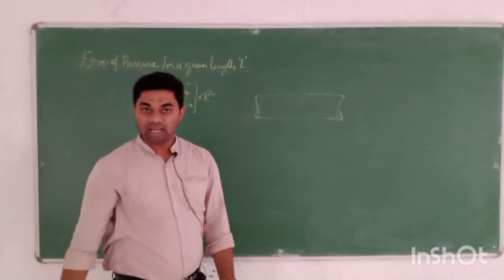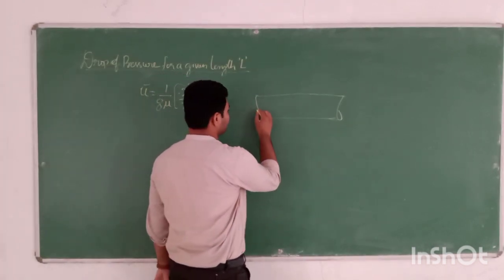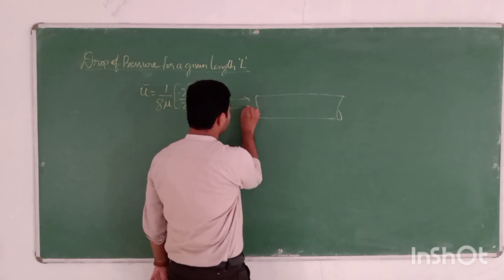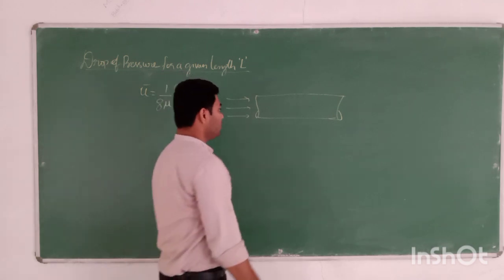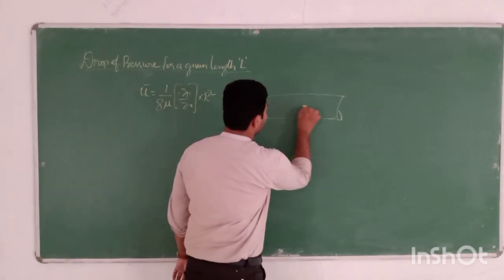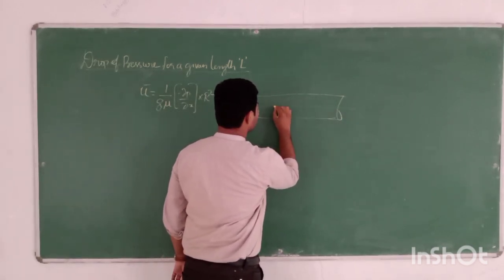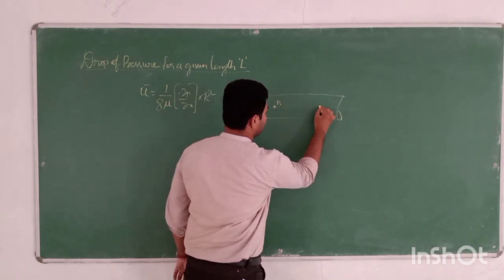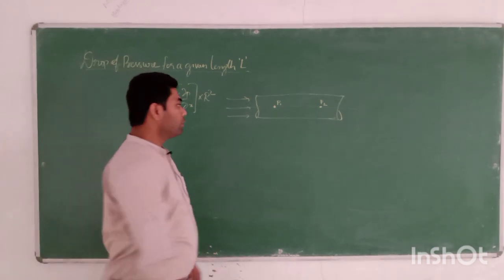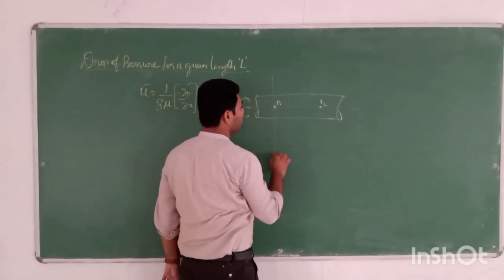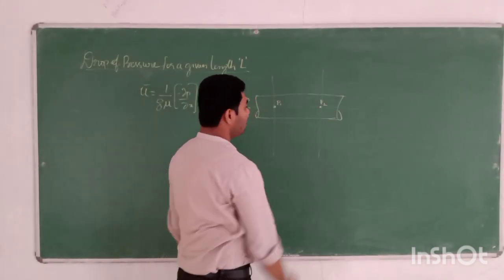Okay, horizontal circular pipe. Let left to right be the flow direction. So consider any two points, point 1 and point 2. Let us consider these two points.